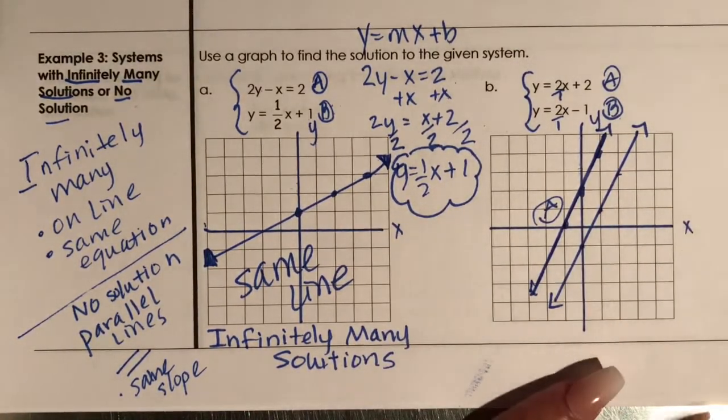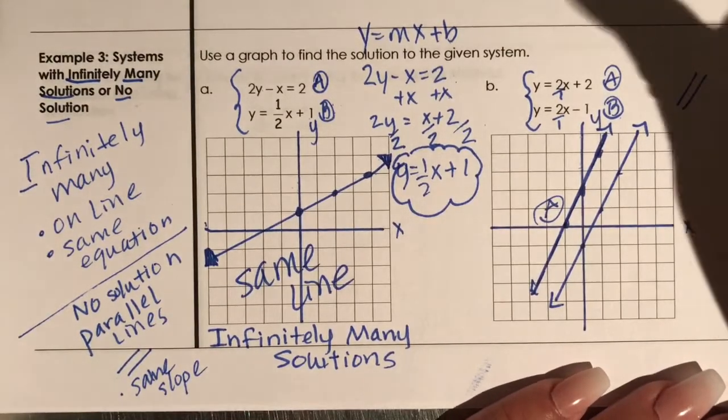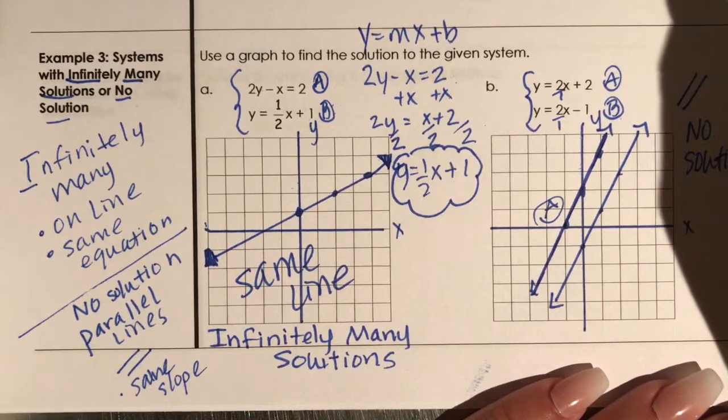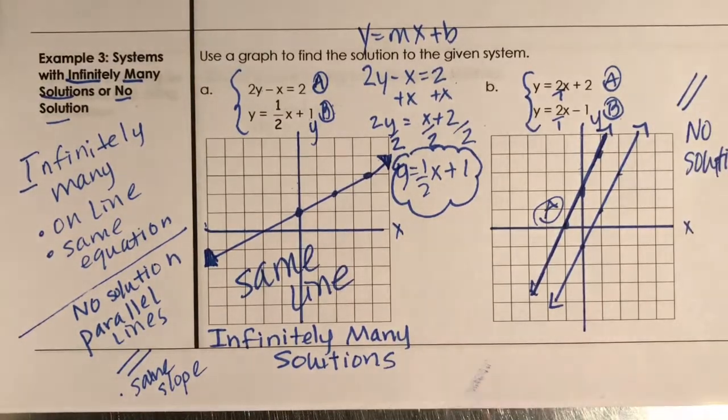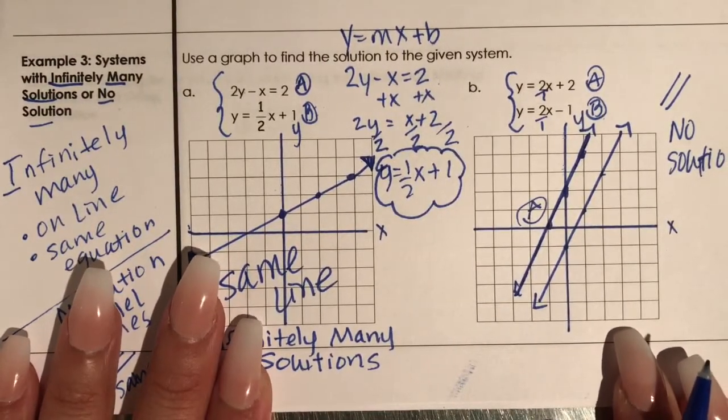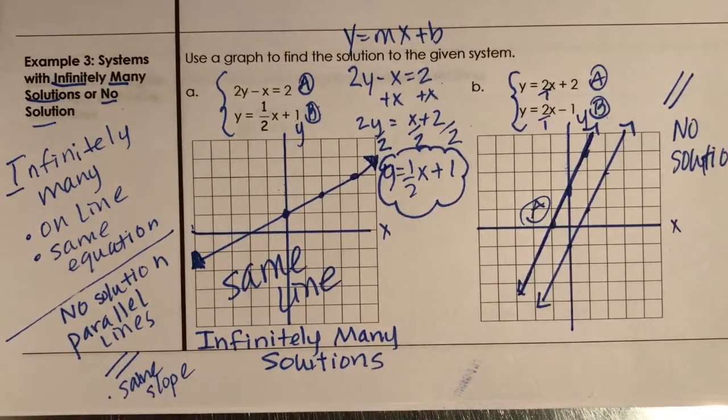So, parallel lines, no solution. No solution because there is not an intersection. Let's go to the next page.